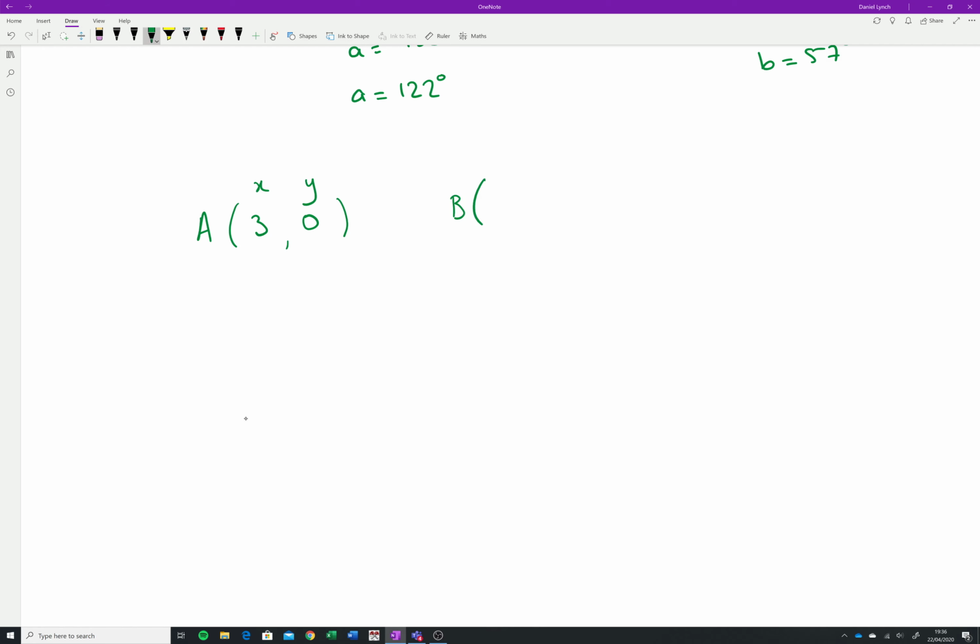B, how much do you move over? You have to move over 9. How much do you move up? You move up 3. Okay, that's what B is. And it asks you to find the equation of line L.